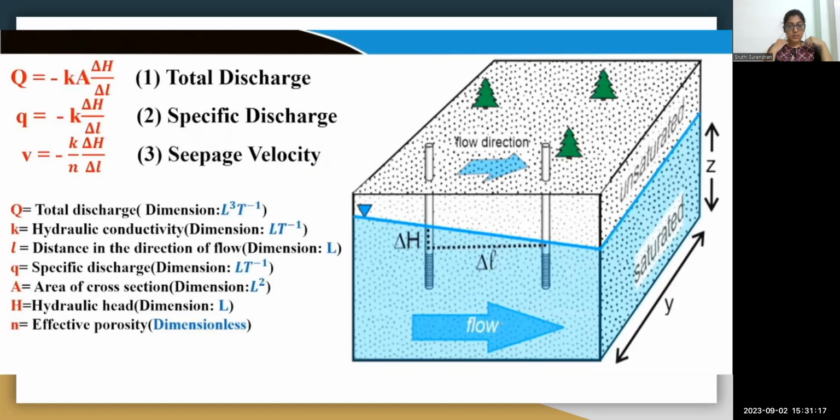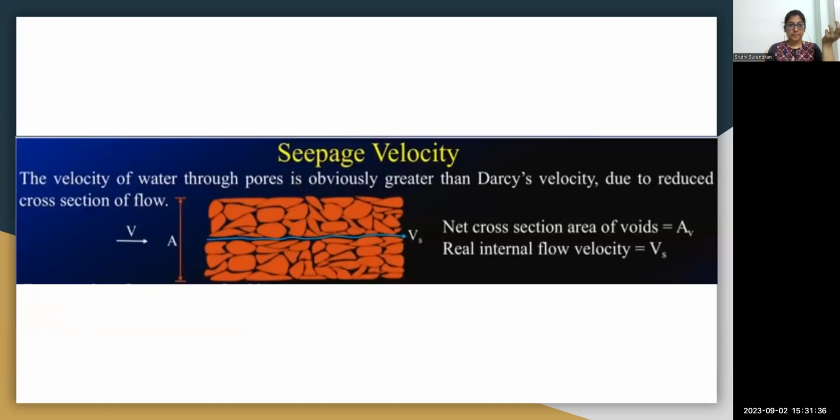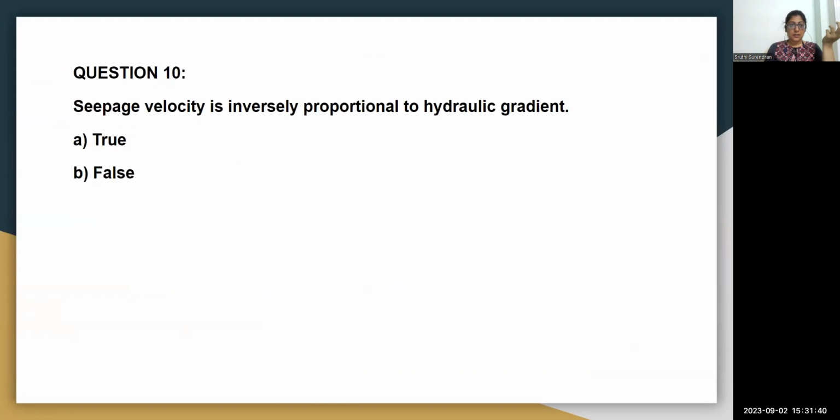So that is another term that we need to be aware of. What is Darcy's velocity and discharge velocity? Discharge velocity is nothing but the velocity of water through the groundwater flow that is taking place, given by Darcy's equation, while seepage velocity is water that is flowing through the pore spaces. Next question, is seepage velocity inversely proportional to hydraulic gradient?